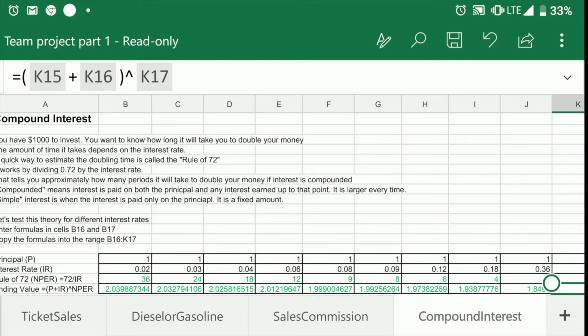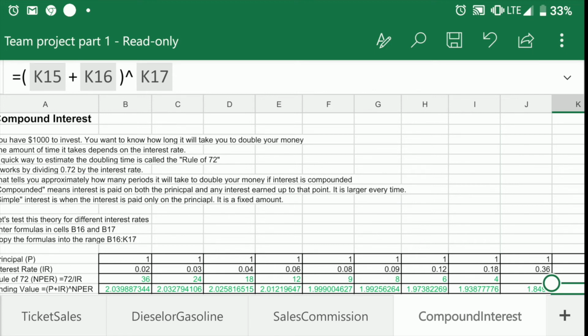You want to know how long it will take to double your money. The amount of time it takes to double depends on the interest rate. A quick way to estimate the doubling time is called the rule of 72. It works by dividing 0.72 by the interest rate. That tells you approximately how many periods it will take to double your money if interest is compounded.